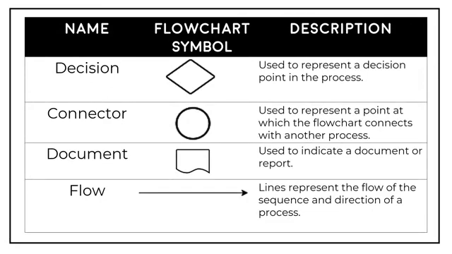Fifth symbol, the connector, represented by a circle shape, is usually used within more complex charts. This symbol connects separate elements across one page. Sixth symbol, the document, represents the input or output of a document specifically. Seventh symbol is the flow, represented by a line. It represents the flow of the sequence and direction of the process.